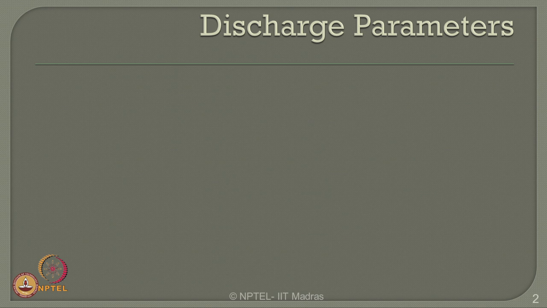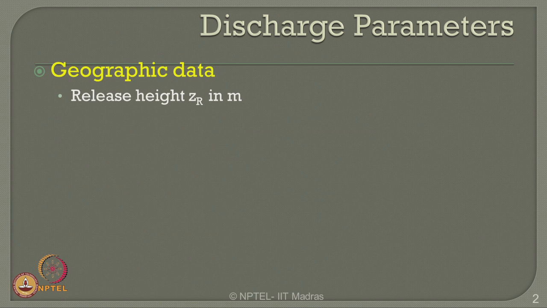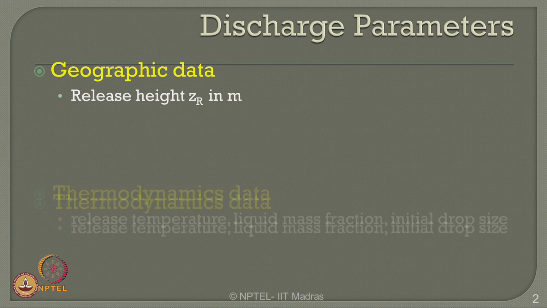Before we understand the puff and plume release models, which can cause atmospheric pollution because of the discharge of pollutants that can be dispersed in air, let us quickly see what the discharge parameters are which are responsible to compute these models. One should require geographic data. We have to estimate what we call the release height, indicated as ZR, which is generally given in meters.